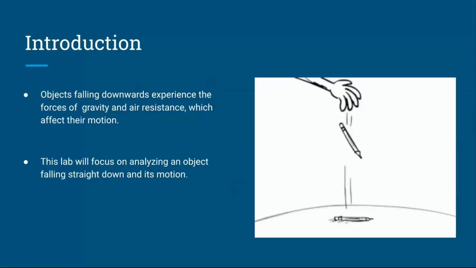Now, before we get directly into the lab, I think it's important that we understand what the lab is precisely covering, which is falling objects. In real life, objects falling straight down experience the forces of gravity and air resistance, which will affect their motion. In this lab, we will focus on analyzing an object falling down and its motion and positions.